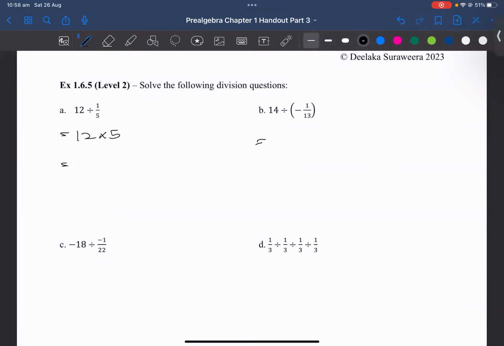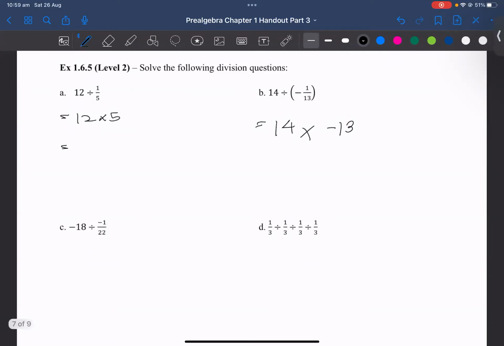Part B ends up being what? 14 times, can you tell me what's going to be multiplied by? Anyone online? You guys already did it, right? Negative 13. Yeah, very good. The reciprocal of 1 over -13 is -13. What about C? Not the answer right now, just -18 times by what?